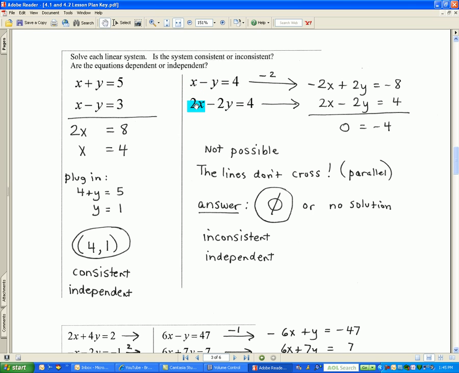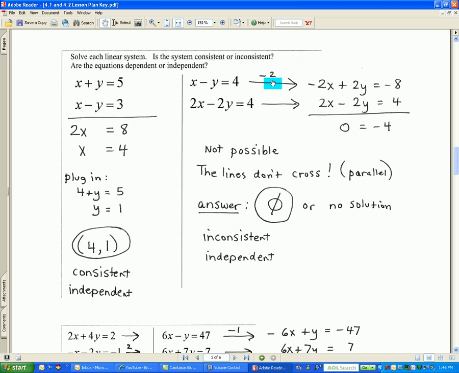I chose the x's as a victim. Now, this x that I'm on right now says 2x. If I made the top equation read negative 2x, then the x's would disappear. I can do that by multiplying the top equation by negative 2 and leaving the bottom equation alone.